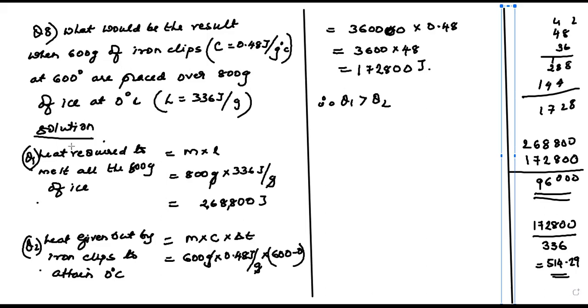First, suppose I want the heat required to melt all 800 grams of ice. Why am I doing this? Ice is a cold body. It is going to get heat from the iron clips. How much heat do I require to melt all these 800 grams? M into L, 800 gram into 336 joules per gram. Gram gets cancelled, 800 into 336. When you multiply them, you get 2,68,800 joules. Remember this. Whether I'm going to use it or not, I don't know.